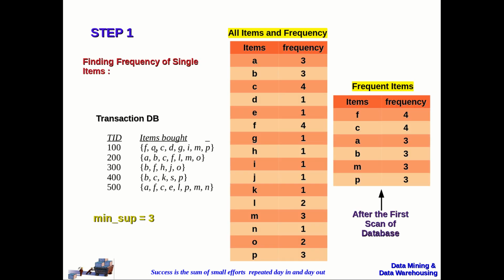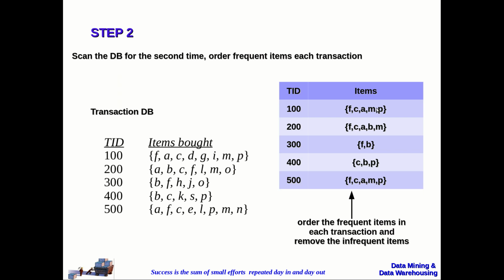The transaction database is converted into frequency counts of single items. Then the given transaction database is reduced to the frequent items alone, and we order the items based on the frequency. That is step 2. Now this will be considered for constructing the frequent pattern tree.